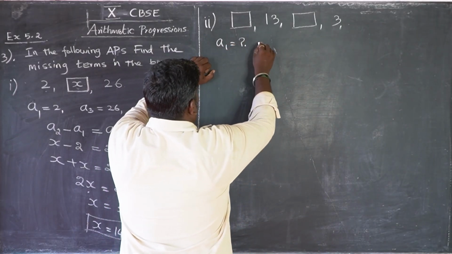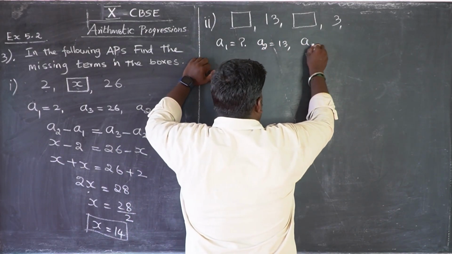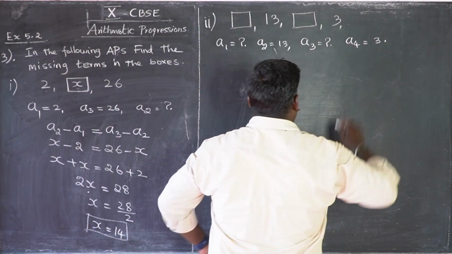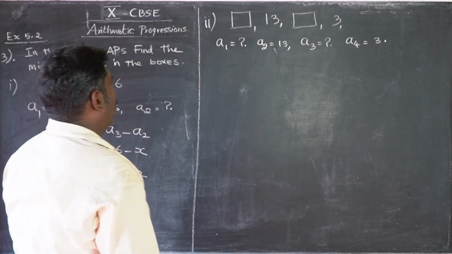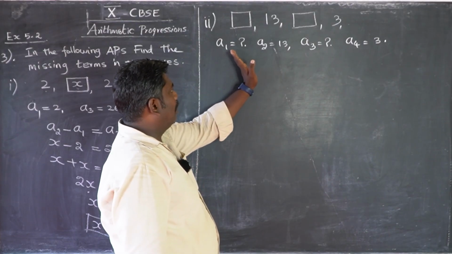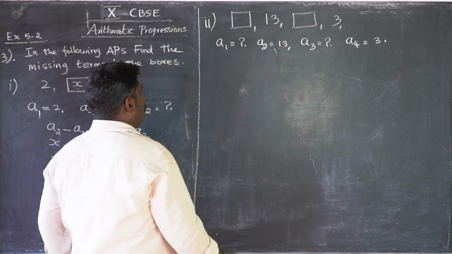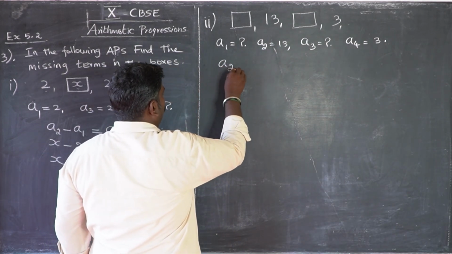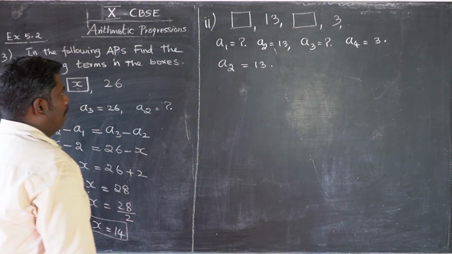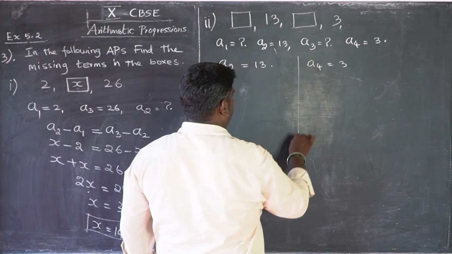a1, a2 value 13, a3 value we should find, and a4 value is equal to 3. So here we know two values, that is a2 and a4. We should find the first term and the third term. So the given value a2 is equal to 13 and a4 is equal to 3.